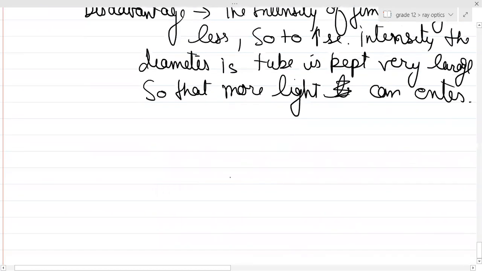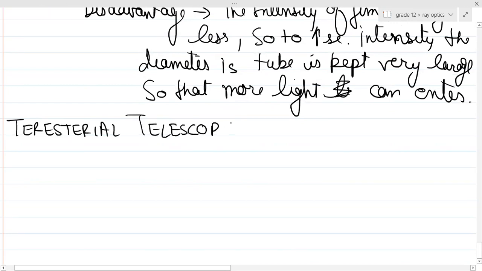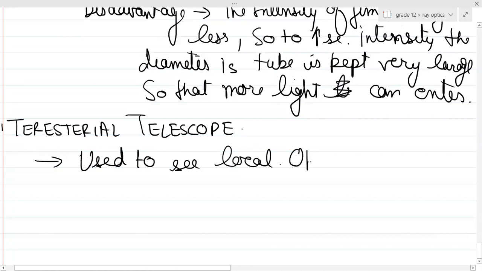The last heading is basically a terrestrial telescope. Basically, a terrestrial telescope is the same as an astronomical telescope, but it is used to see local objects at a distance, far away.